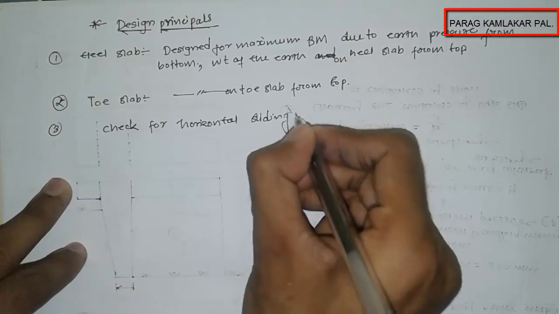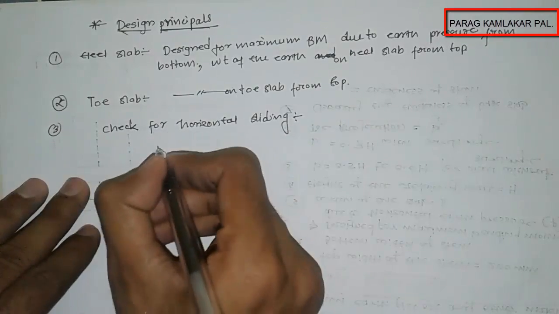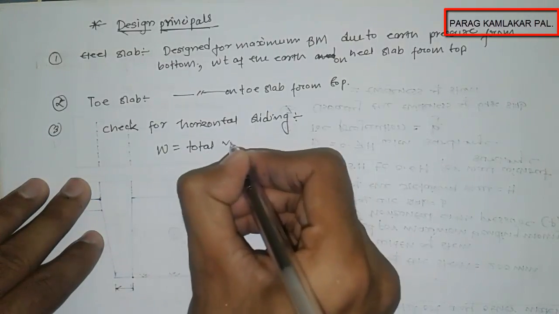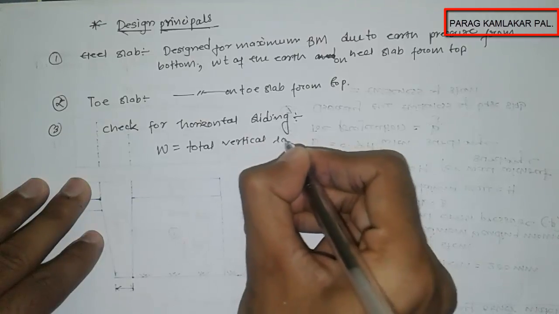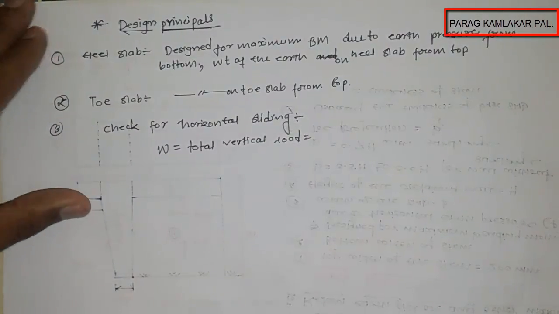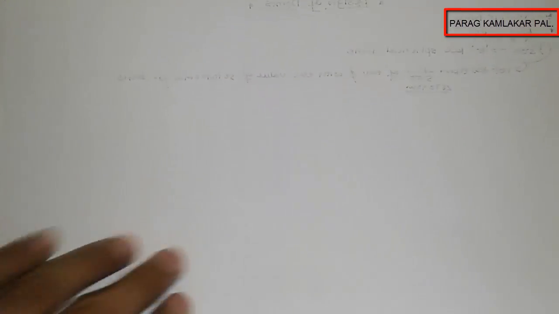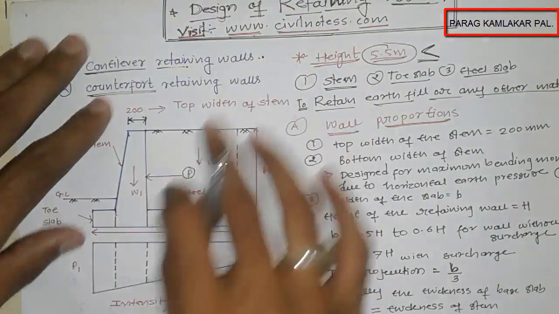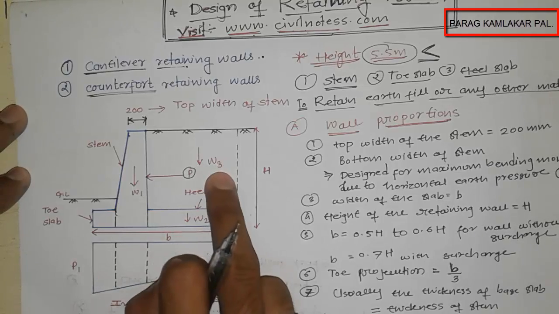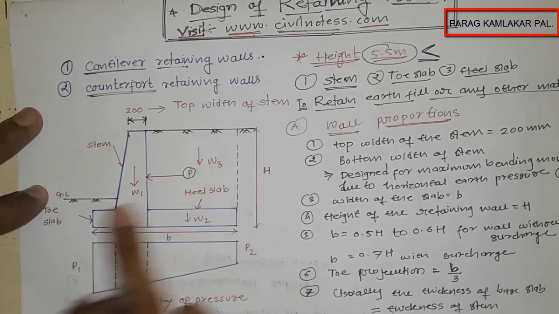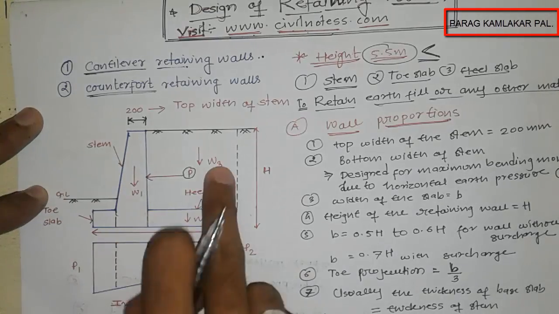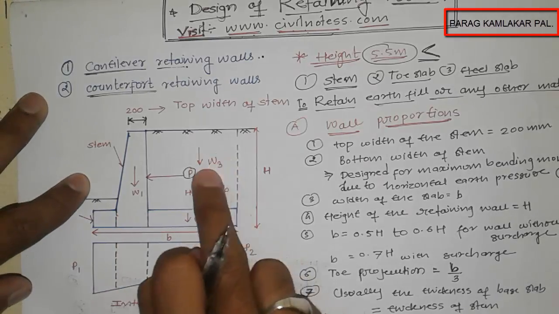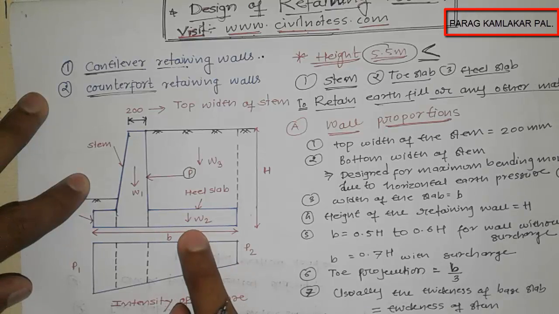How we can get the check for horizontal sliding is like if the W is equal to the total vertical load. Okay, so how is it the total vertical load? I need to show it to you. You can see here W1, W2, W3, these are the total vertical load. W1 is acting downward, W3 is acting downward, W2 is acting downward. W1 is the load of the stem, W3 is the load of the water, the earth fill over here, and W2 is the weight of the slab.